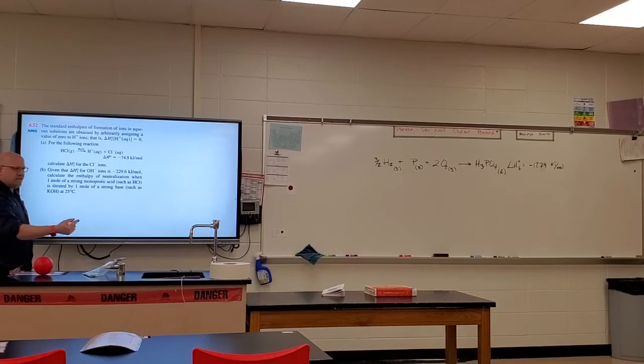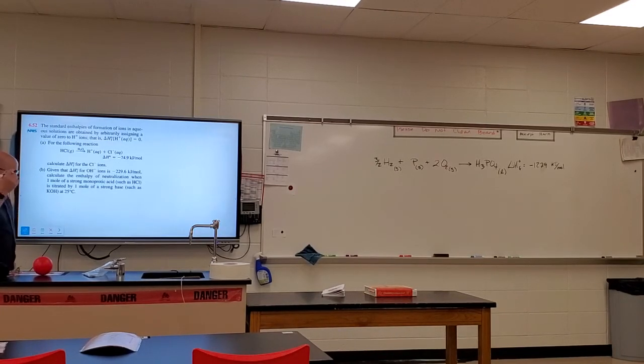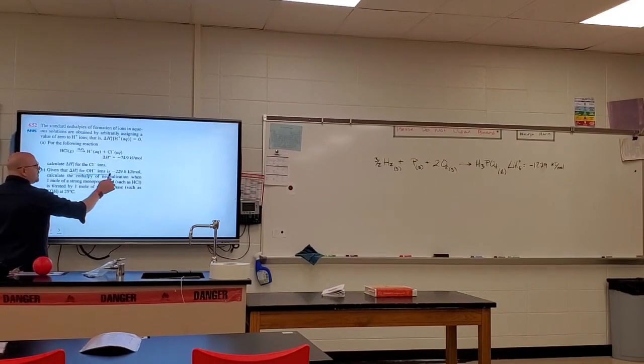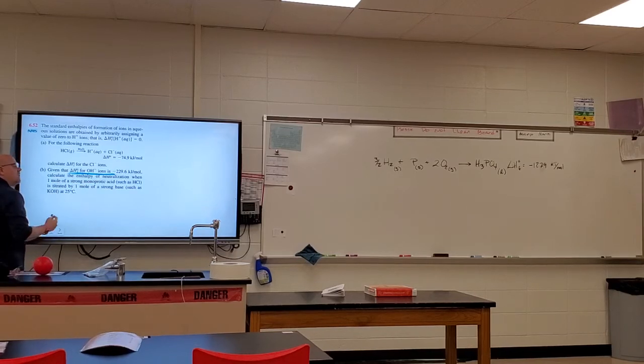Oh, come on. Potassium chloride and water. Okay? But this kind of gives us a hint. They're giving us the enthalpy of formation for the ion. This is a question where doing the net ionic equation is easier than doing the full equation.